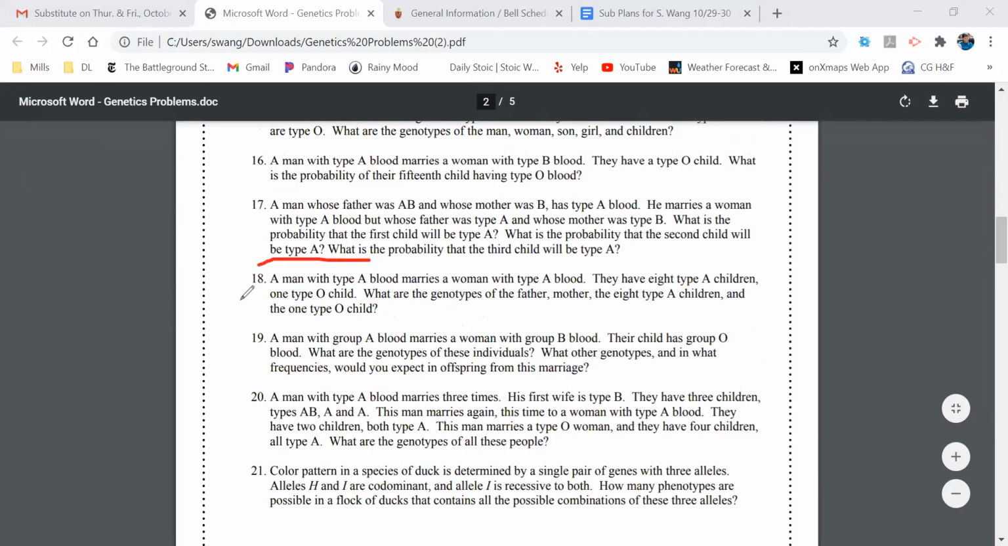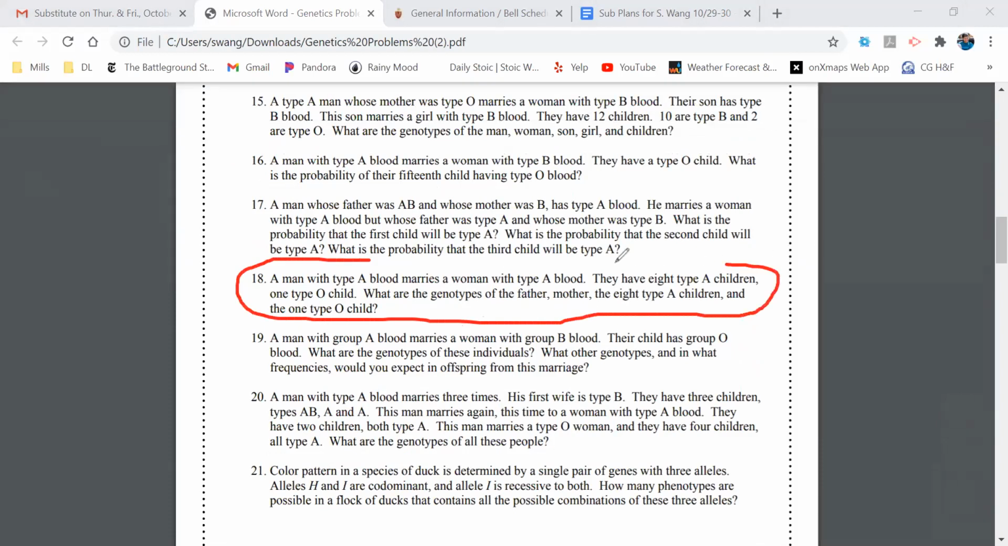A man with type A marries a woman with type A blood. They have 8 type A children and 1 type O child. What are the genotypes of the father, mother, the 8 type A children, and the 1 type O child? If I were you, I would go ahead and do a Punnett square here just to clarify everything, because there's a lot going on in here. But go ahead and pause the video. However you want to work on it, work on this one. Let's see what you end up getting.